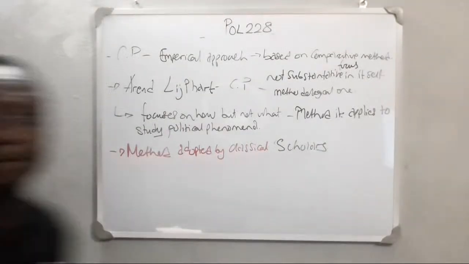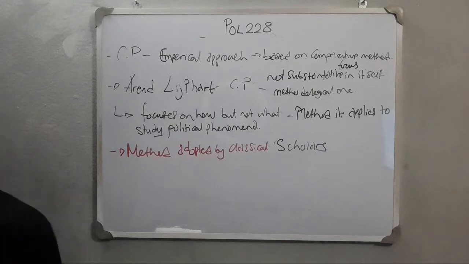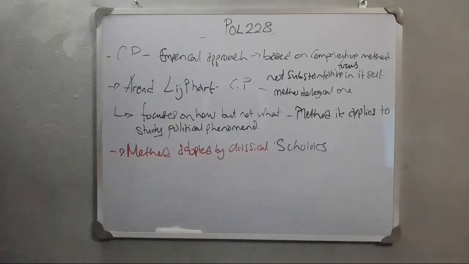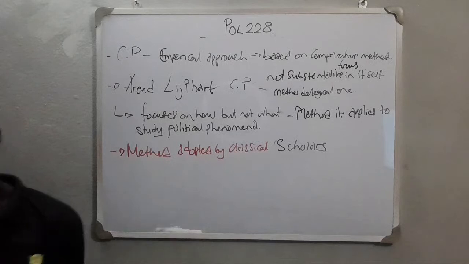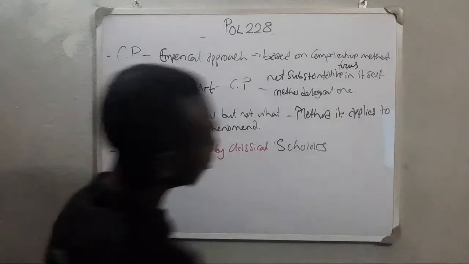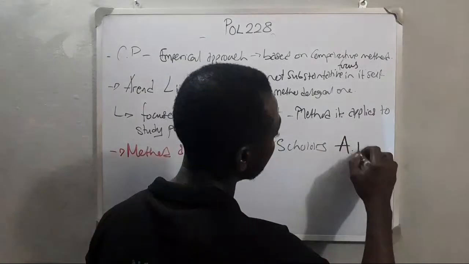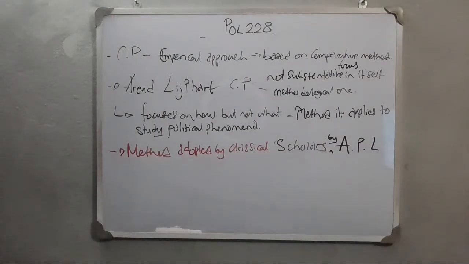Method adopted by classical what? Scholars like Aristotle, Plato, Locke, etc. to study the institution of government, basically using the constitution of countries as the basis of analysis. Classical scholars, old scholars, not recent.